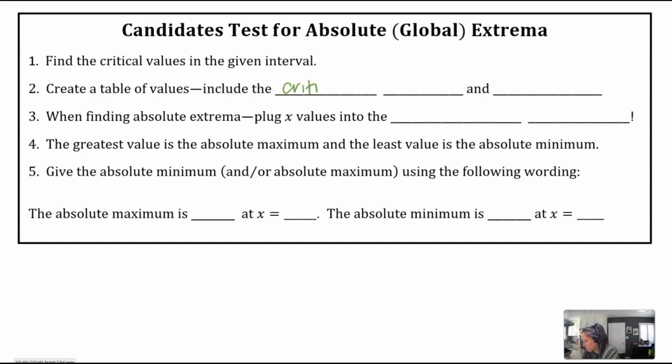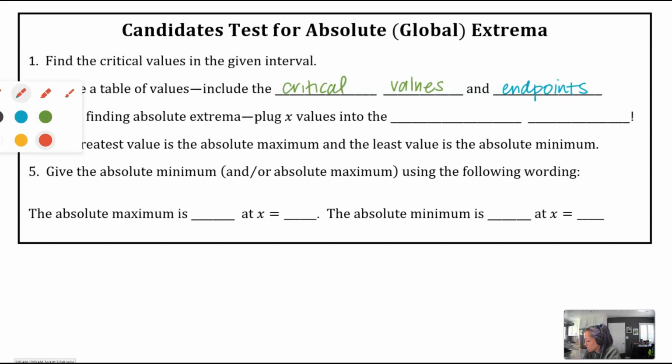I'm going to use my green because I've been using green for critical values. But we also need to include our endpoints, right? We're on a closed interval, and in a lot of our examples that we've seen so far, the endpoint ended up being one of our global extrema. So we need to create a table using those. When we're finding these absolute extrema, we're then just going to plug these into the original function. This is the most annoying part of this candidates test, that we have to go evaluate our function multiple times. Okay, so we're going to plug these into, and let's just write original function, the OG.